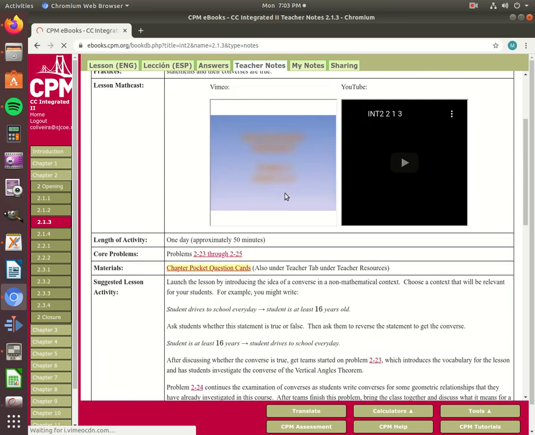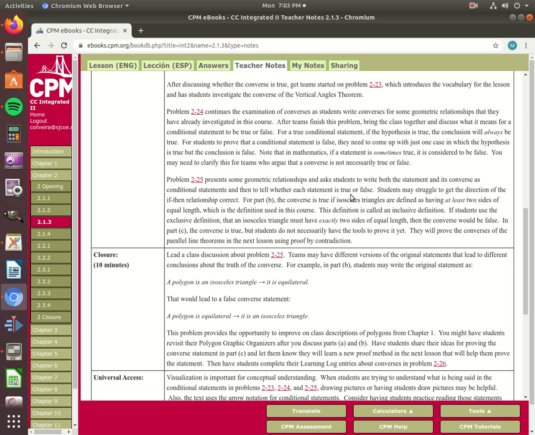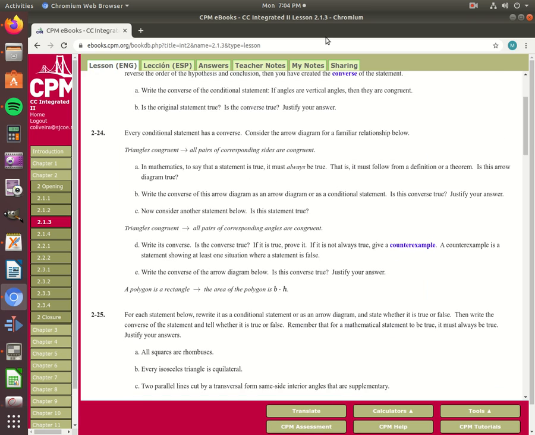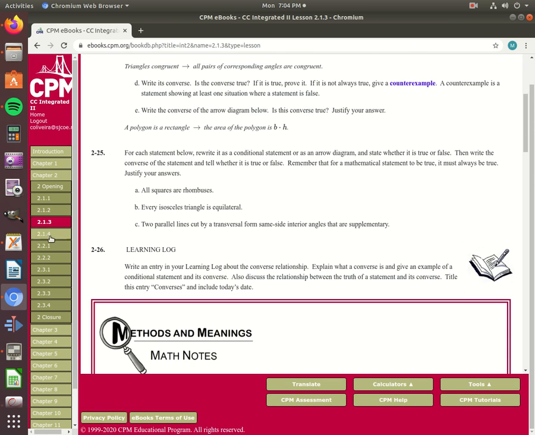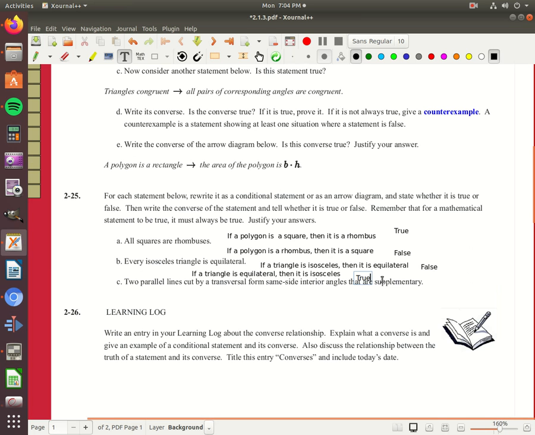So I think what we'll do here is we'll see for part B, the converse is true if isosceles triangles are defined as having at least two sides of equal length, which is a definition used in this course. The definition is called the inclusive definition. If a student uses the exclusive definition that an isosceles triangle must have exactly two sides, then the converse would be false. So thanks, book, for putting us in a position where it could be true or it could be false. I'm going to go with the one where it is true, but if you're arguing the opposite, you have a legitimate argument.